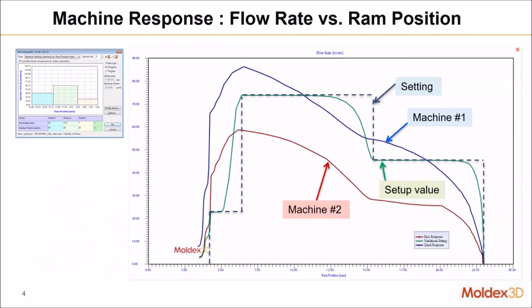So this is the current situation. On the left side, you can see the CAE interface from the designer side. They use this kind of flow rate setting for analysis and simulation. On the right side, the dashed line means the set values. But actually, the real machine response, the real machine flow rate, is different from the setting value.